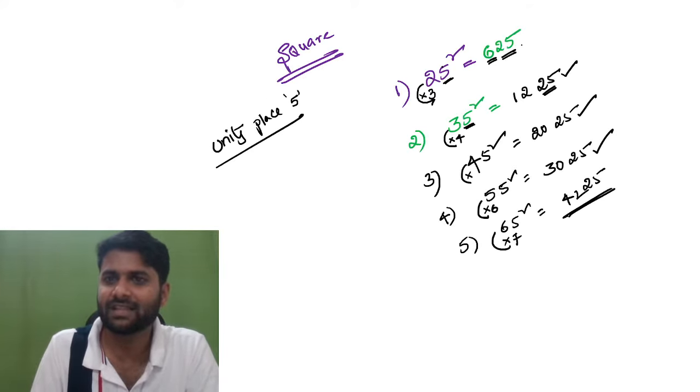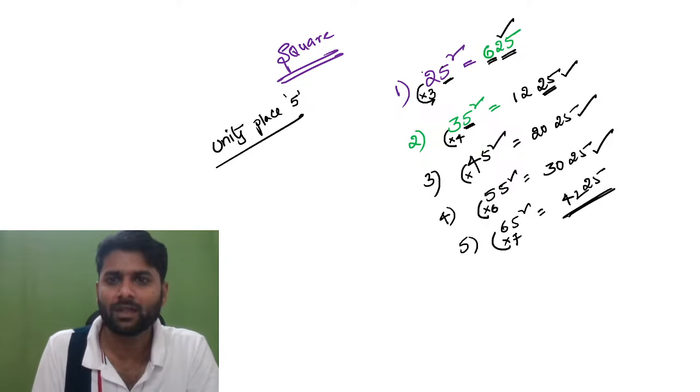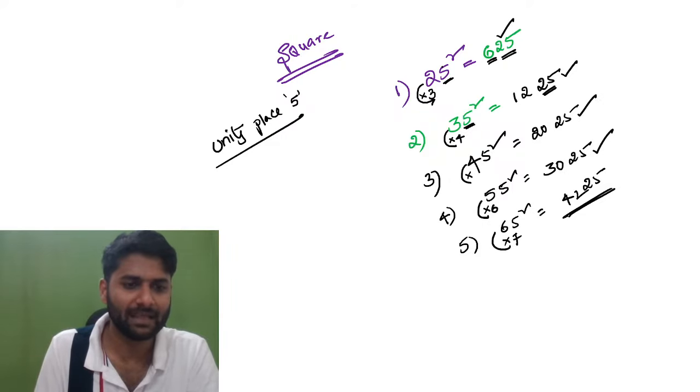So here the simple logic: whenever you observe that the units place is 5, then the last two digits are 25. What about the previous digits? Now identify the previous position. Here it is 2 multiplied with the next number, 3. 3's next number is 4. 4's next number is 5. 5's next number is 6. Let me take a few examples for better understanding.